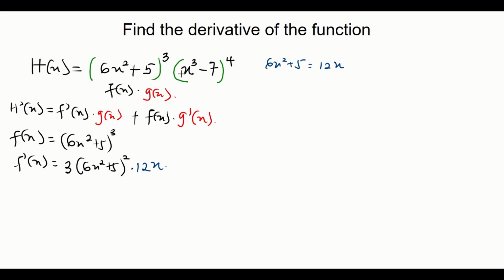Identifying that, we also have a different job to do, that is to find the g of x. The second part of the function is my g of x, so everything that is here will be my g of x. Representing that with the red ink, we have x to the power 3 minus 7 all to the power 4.